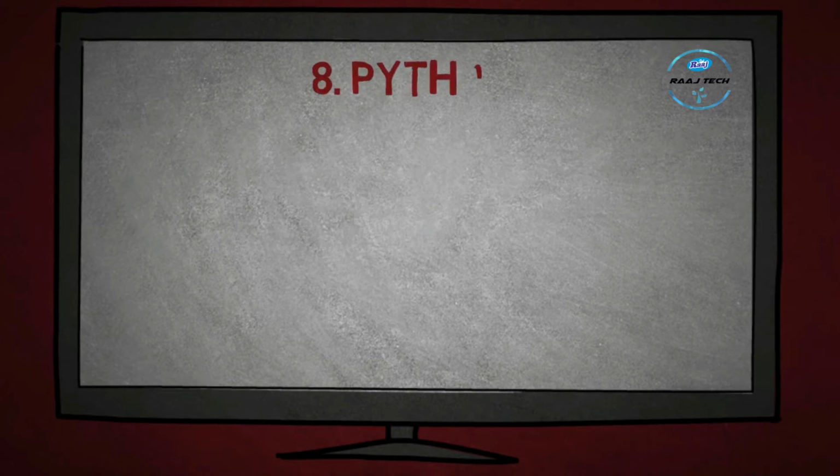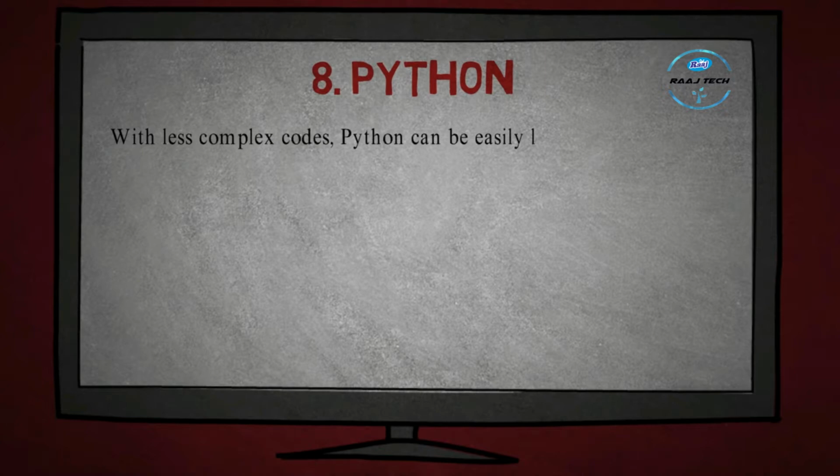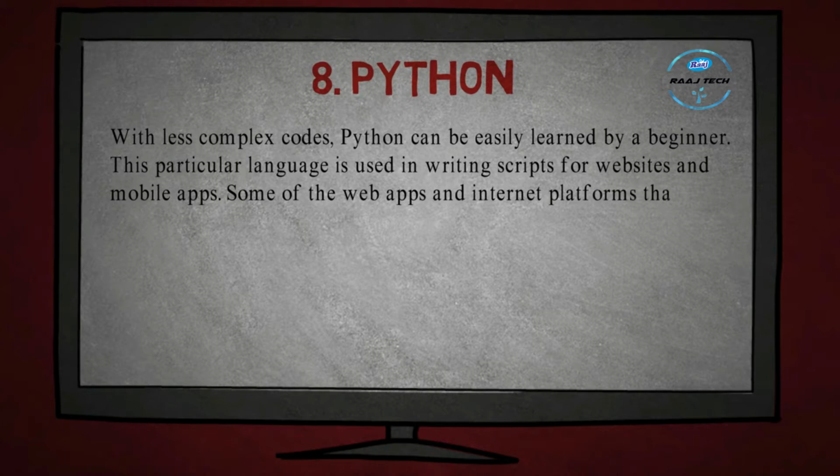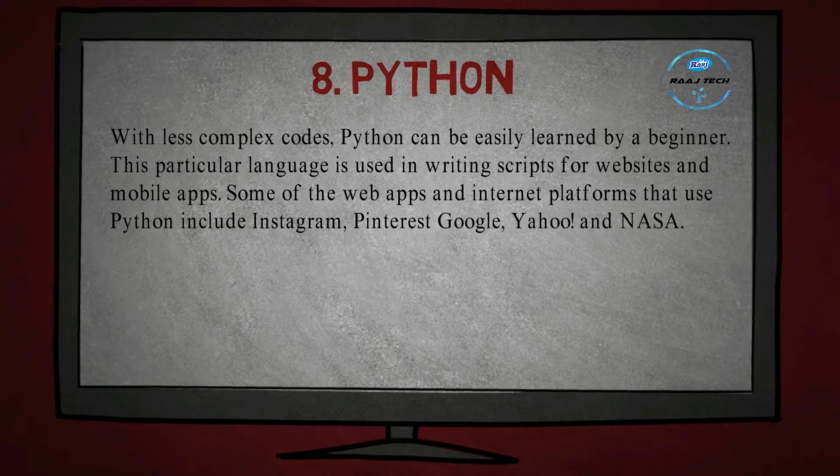Number 8. Python. With less complex code, Python can be easily learned by a beginner. This particular language is used in writing scripts for websites and mobile apps. Some of the web apps and internet platforms that use Python include Instagram, Pinterest, Google, Yahoo, and NASA.